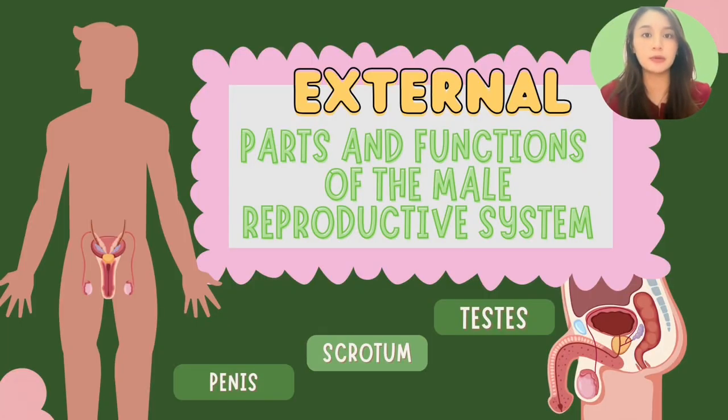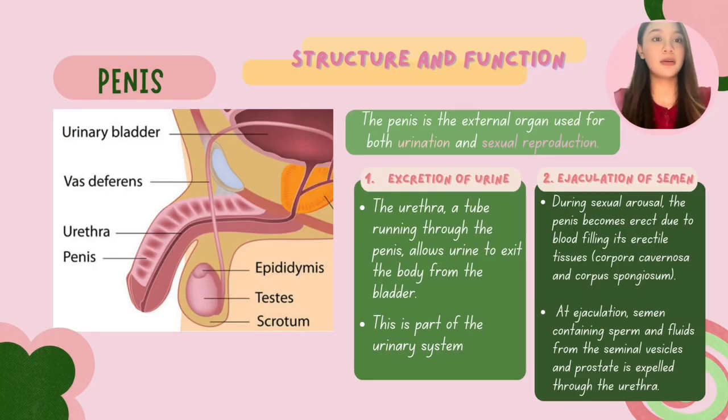So next, I will be presenting about the external parts and functions of the male reproductive system. There are three main parts, which are the penis, scrotum, and testis. Now, let's begin with the penis, which is the external male organ used for both urination and sexual reproduction. The urethra is a tube that runs through the penis and allows urine to exit the body from the bladder. This is part of the urinary system.